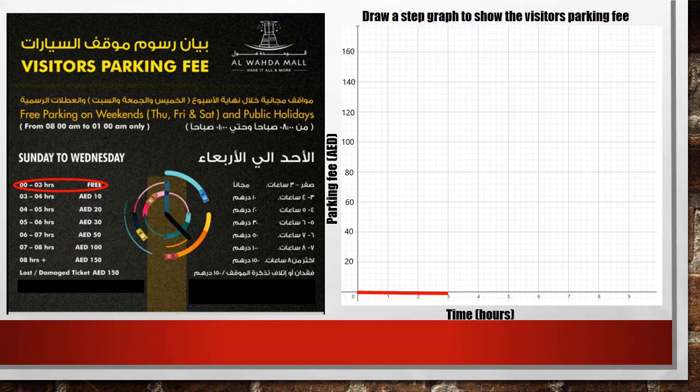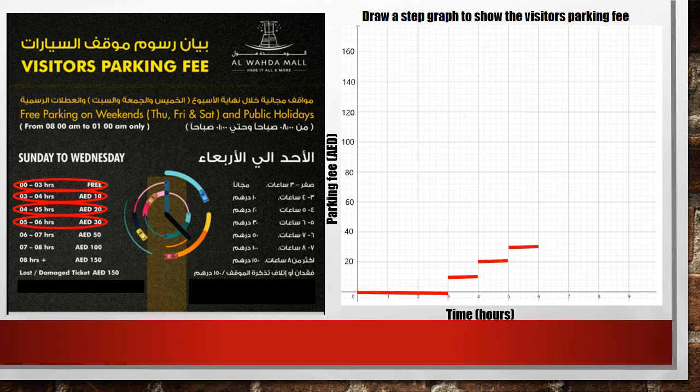Then 3 to 4 hours is 10 dirhams. I have to see where 10 dirhams is on the vertical line and draw a horizontal line from 3 to 4 hours. The third information given: 4 to 5 hours is 20 dirhams. Find where 20 dirhams is on the vertical line and draw a line horizontally next to it from 4 to 5 hours. 5 to 6 hours is 30 dirhams. So I have to do the same thing.